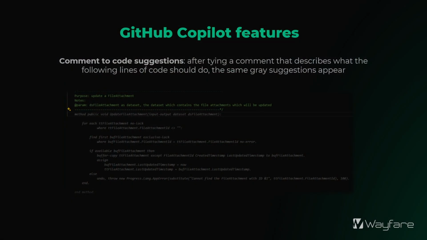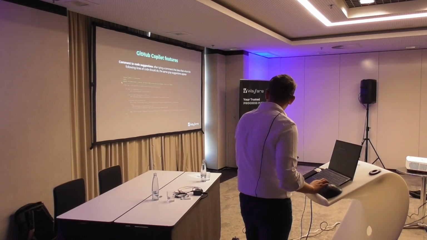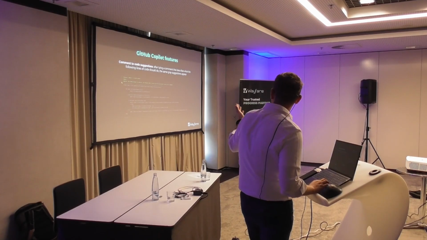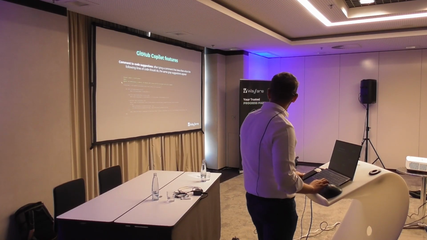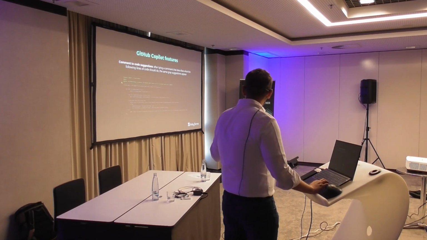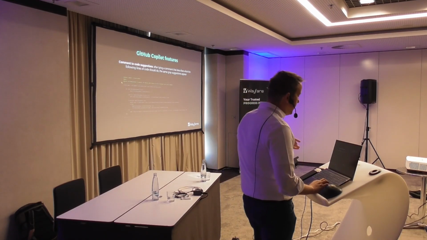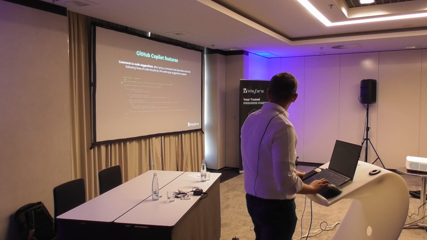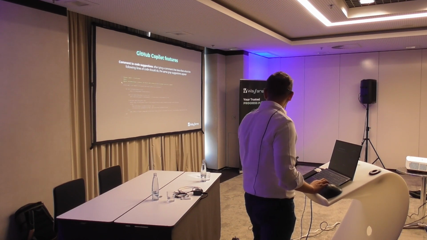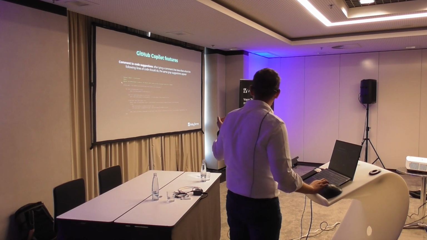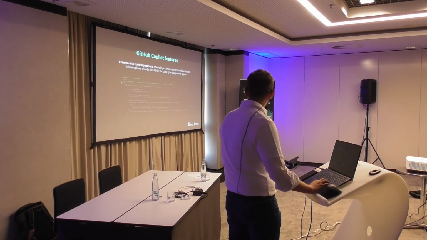This is how we can generate from comments. This is the part from the inline extension. So we just put a comment there, purpose: update a file attachment. We have a parameter, ds file, as a data set that contains file attachment which will be uploaded. And Copilot immediately knows what the code should suggest and how it should look like. And it's up to the developer to accept or not the results that are generated.